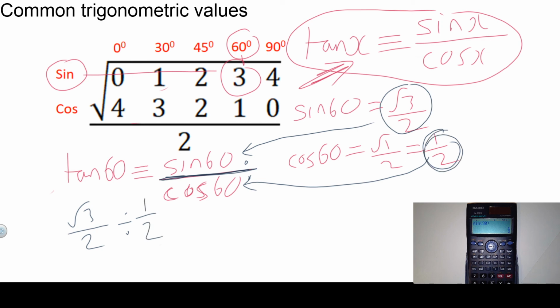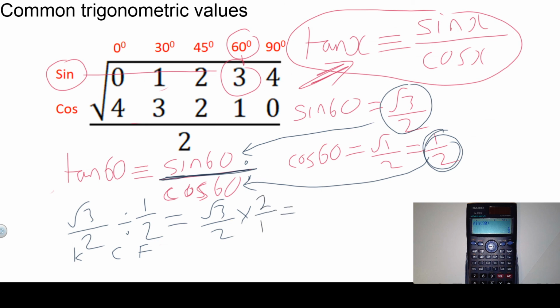Now when we deal with fractions, and we happen to be dividing fractions, it is keep, change, flip. So keep the root 3 over 2. So we're keeping the first fraction, change the division to a times, and then flip the 1 over 2, flip the half over, upside down, to become 2 over 1.